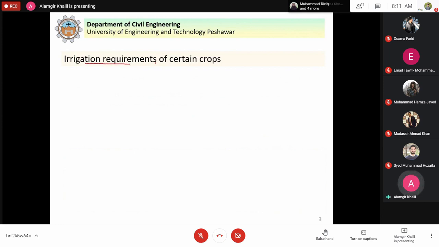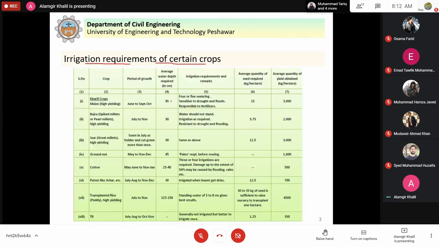Irrigation requirements of certain crops. In this table you can see that we have the kharif crops, the summer crops. For example, we have maize. Its period of growth is June to September, October. The average water depth that is required to grow maize is 45 centimeters.